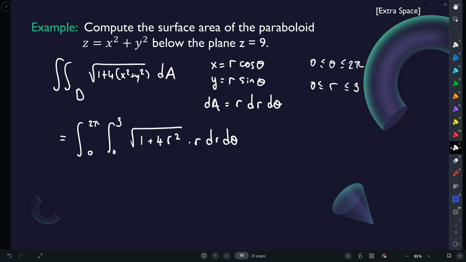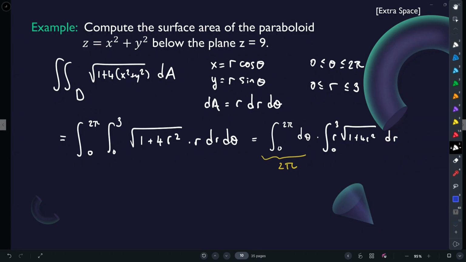Okay, so now we can just do the integral. By the way, notice that this integral has no theta inside the integral. So this is the product of the integral in theta times the integral with respect to r. The integral with respect to theta is just the integral of 1 over an interval of length 2 pi. That's the length of the interval, so this is 2 pi.